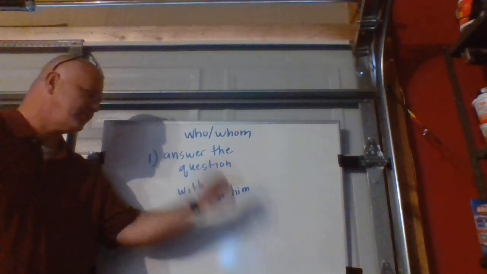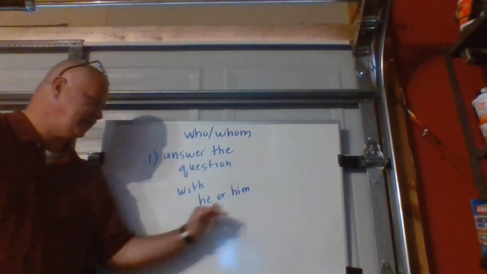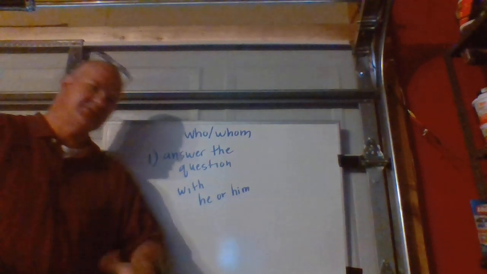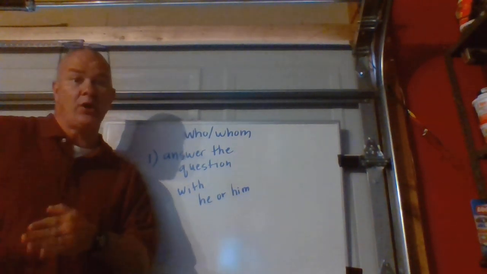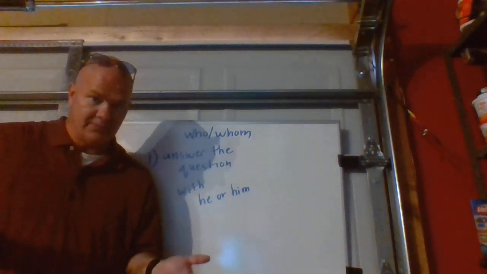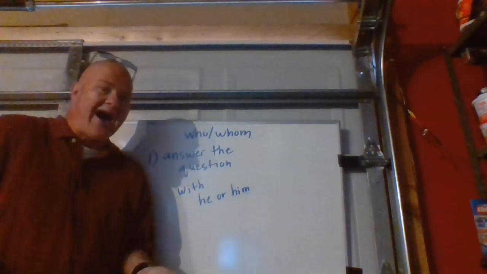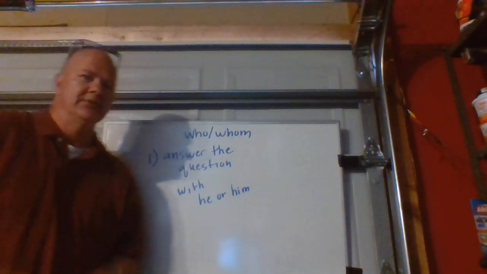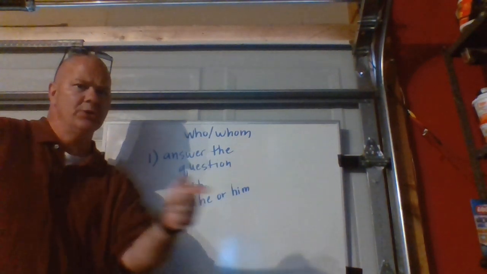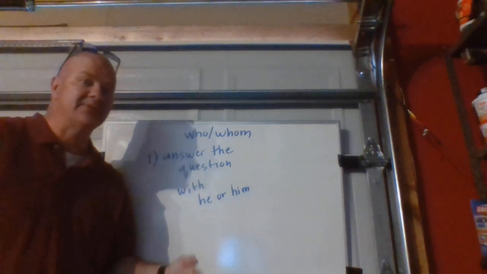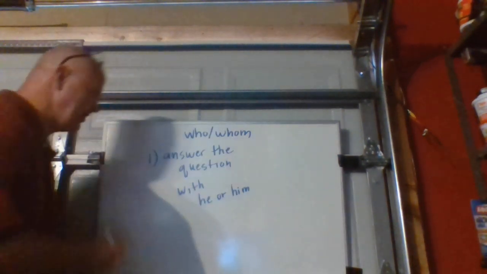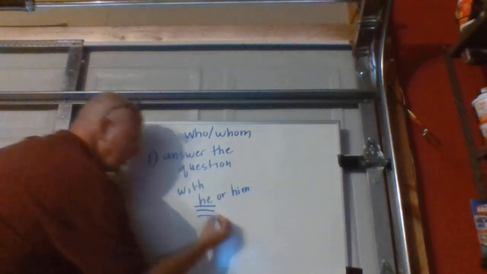When you're answering the question, it has to be he or him. So if somebody said, who let the dogs out? You know, it was some guy. Can't be a girl, some guy. You never know his name. So he's got the gun to your head and says, who let the dogs out? You have to say, he let the dogs out. He let the dogs out.